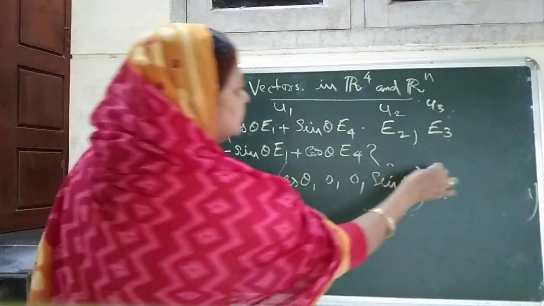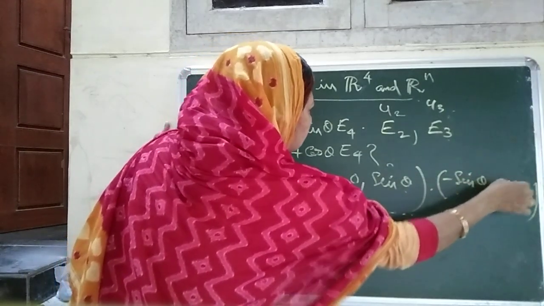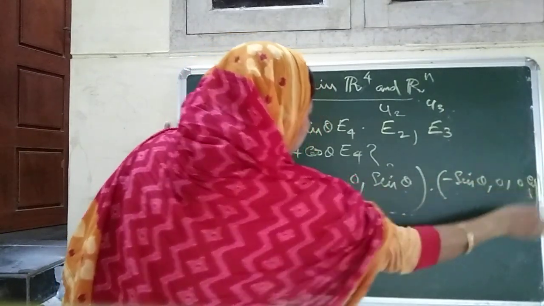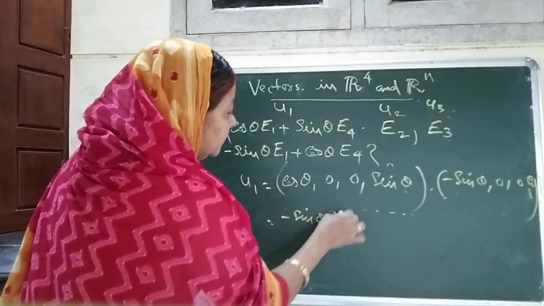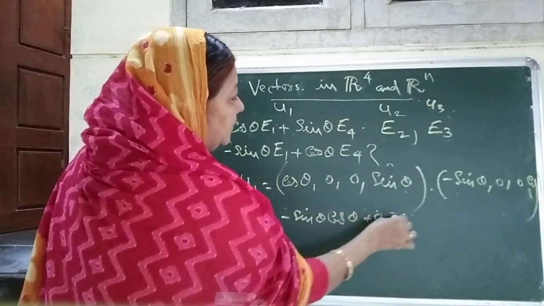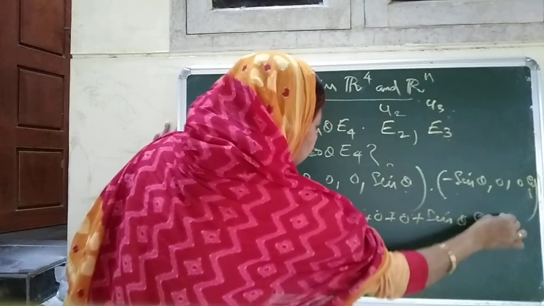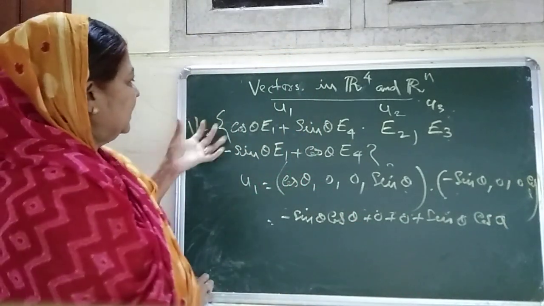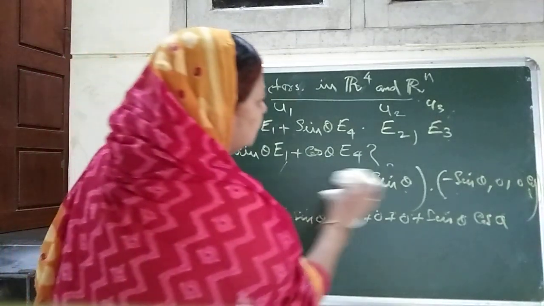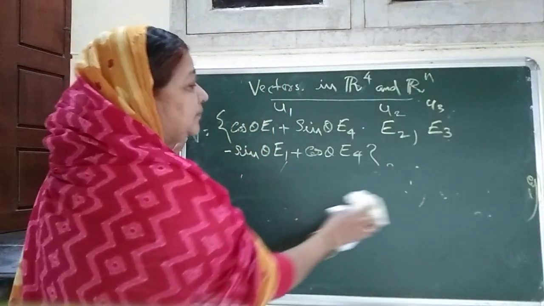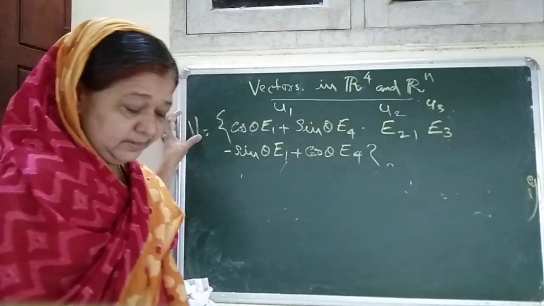U4 is minus sin theta, 0, 0, cos theta. What is the dot product? Minus sin theta cos theta plus 0 plus 0 plus sin theta cos theta. It is also 0. Therefore, this set V forms an orthonormal set. Orthonormal set is the set of vectors which are pairwise orthogonal and their modulus is unity.